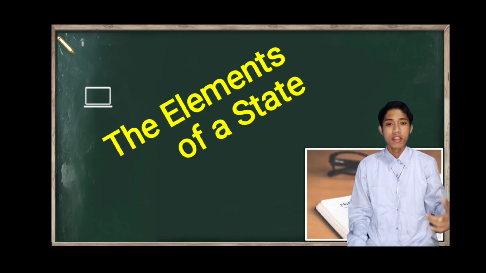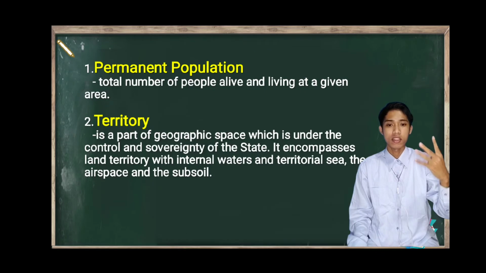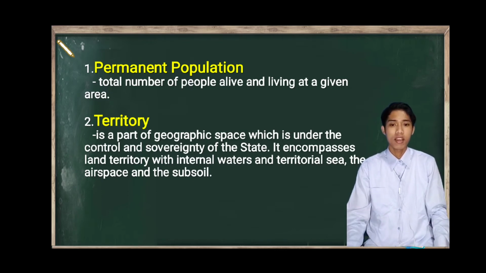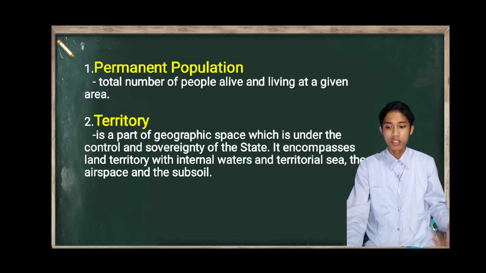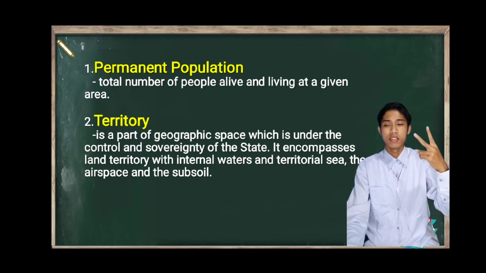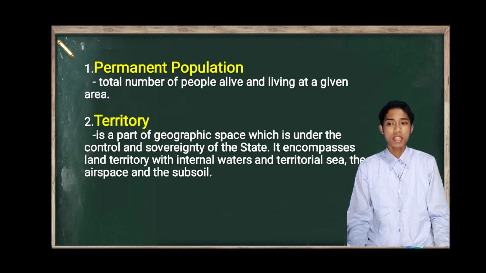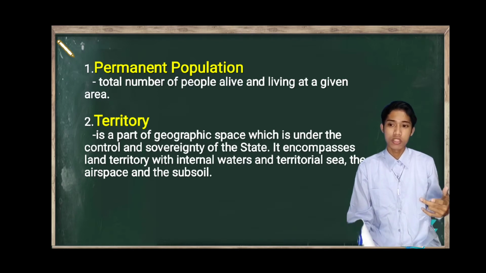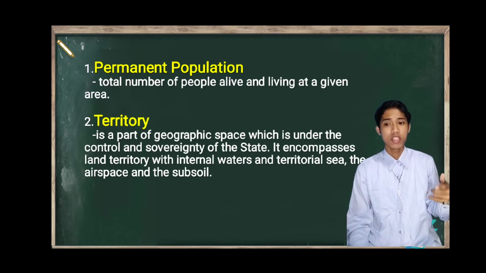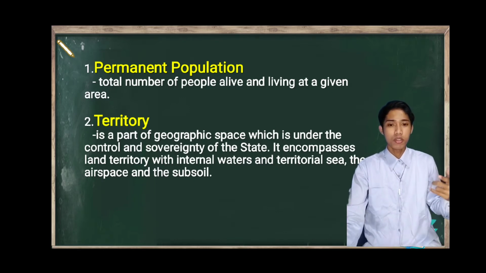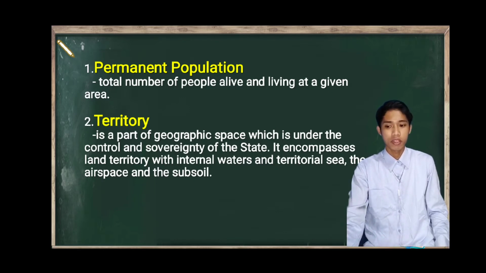Next, let's define the four essential elements of a state. First, permanent population, the total number of people alive and living in a given area. Without a population, there can be no state. Second, the territory. Territory is a part of geographic space that is under the control and sovereignty of a state. It encompasses land territory with internal waters and territorial sea, and the airspace and the subsoil. The territory is the second essential element of the state.